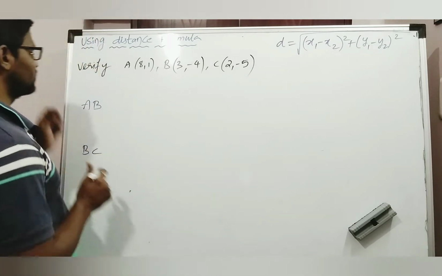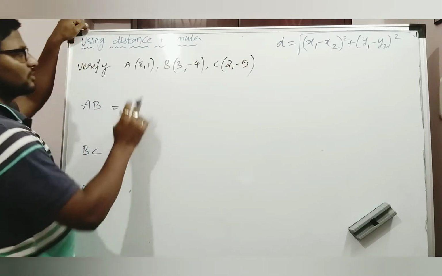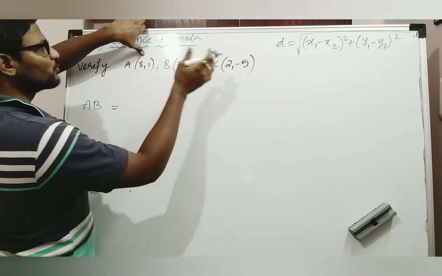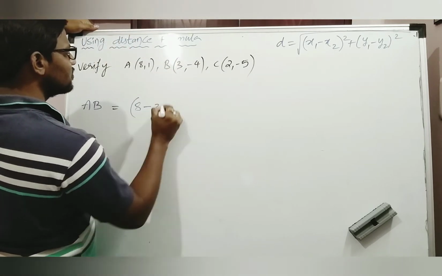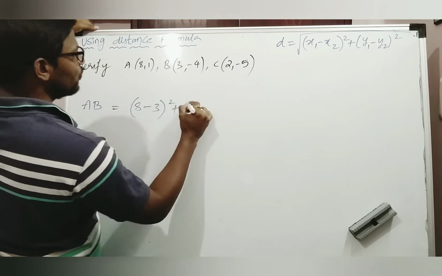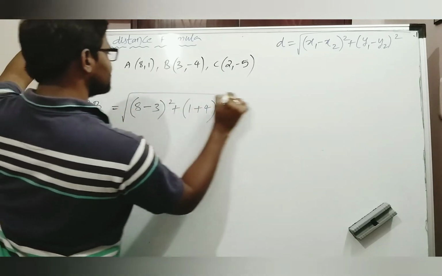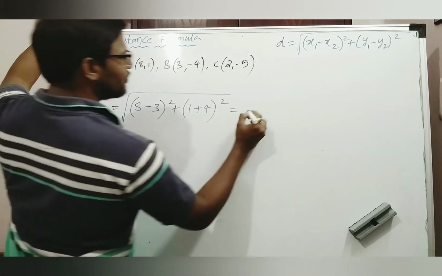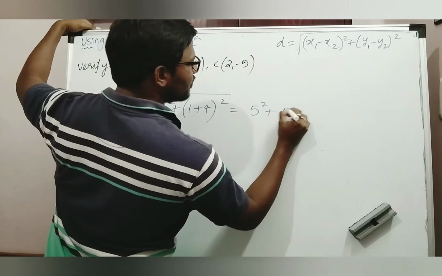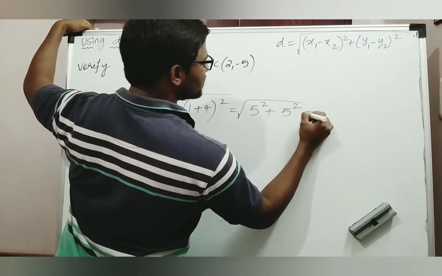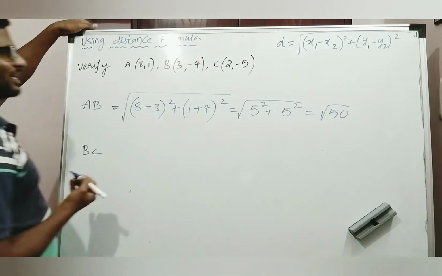First, I'm finding the length of AB using the distance formula. What is the formula? Root of x1 minus x2 whole square plus y1 minus y2 whole square. 8 minus 3 whole square, plus 1 minus of minus 4 whole square. 8 minus 3 is 5, 5 square, plus 1 plus 4 is 5, 5 square. 5 square plus 5 square, root 50. Okay, we got an irrational number.